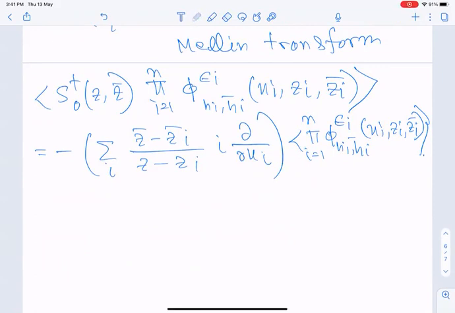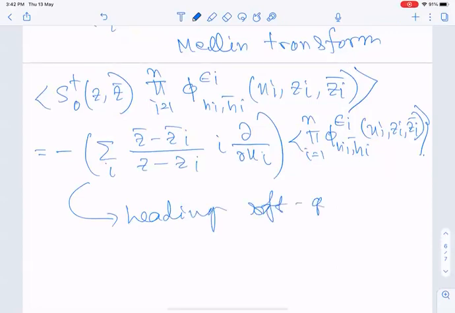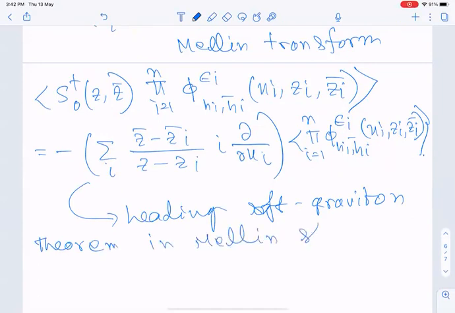Okay, so this is the form of, not the super translation, but the leading soft graviton theorem. So this is the leading soft graviton theorem in Mellin space.